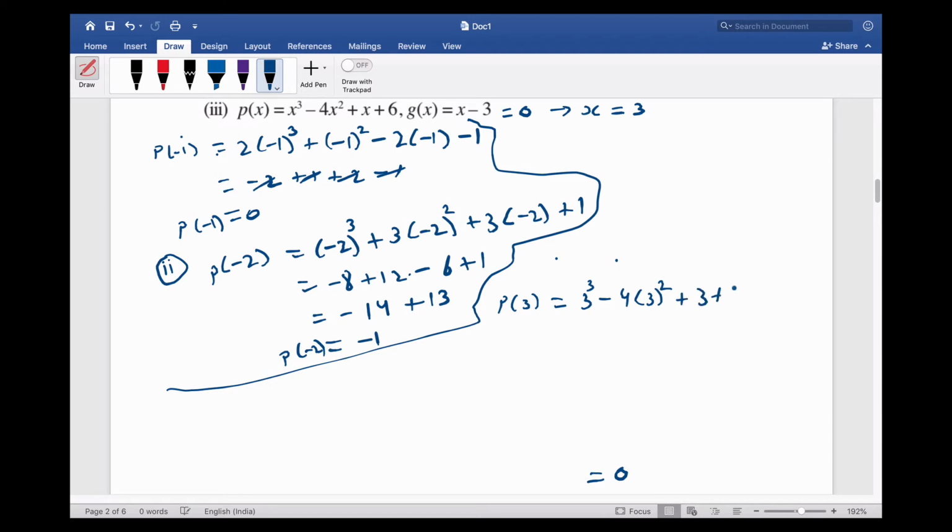plus 3 plus 6. So 27. 3 square is 9 minus 36. And this will give me plus 9. So we already know 27 plus 9 is 36 minus 36, which is equal to 0. So for this, as p of 3 is 0, we will write yes, g of x is a factor.